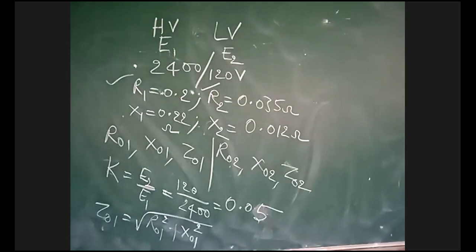Once you know R01 and X01, hypotenuse square is equal to side square plus side square. So Z01 square is equal to R01 square plus X01 square. We have calculated R01 and X01. Calculate the values. First calculate R01.